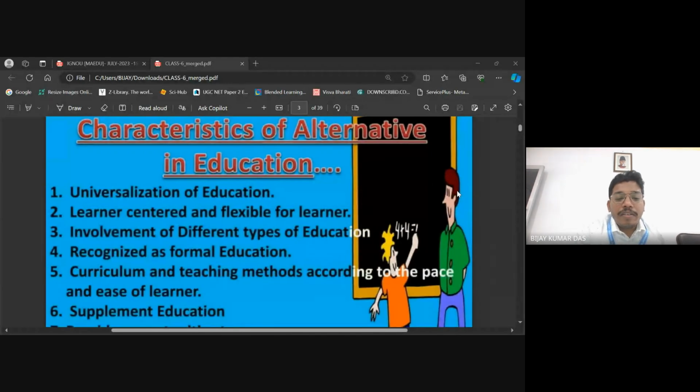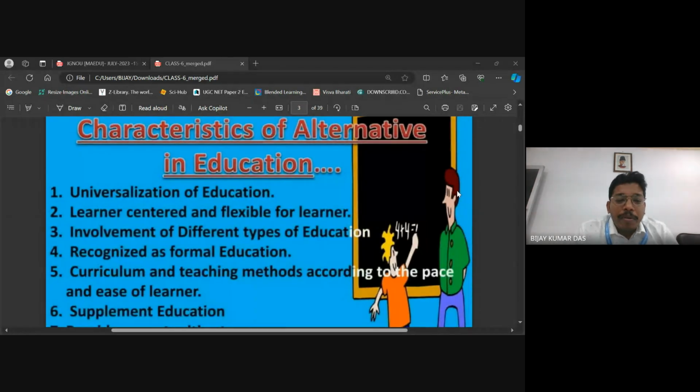Second, learner-centered and flexible education for the learner. When someone is not getting admitted in a university or college, or has failed, and she is doing a master's degree or post graduation in any other distance mode, maybe your IGNOU. So it is an opportunity for the students to have a qualification or a degree, because it is making the education more flexible, easier, reachable, and convenient for them.